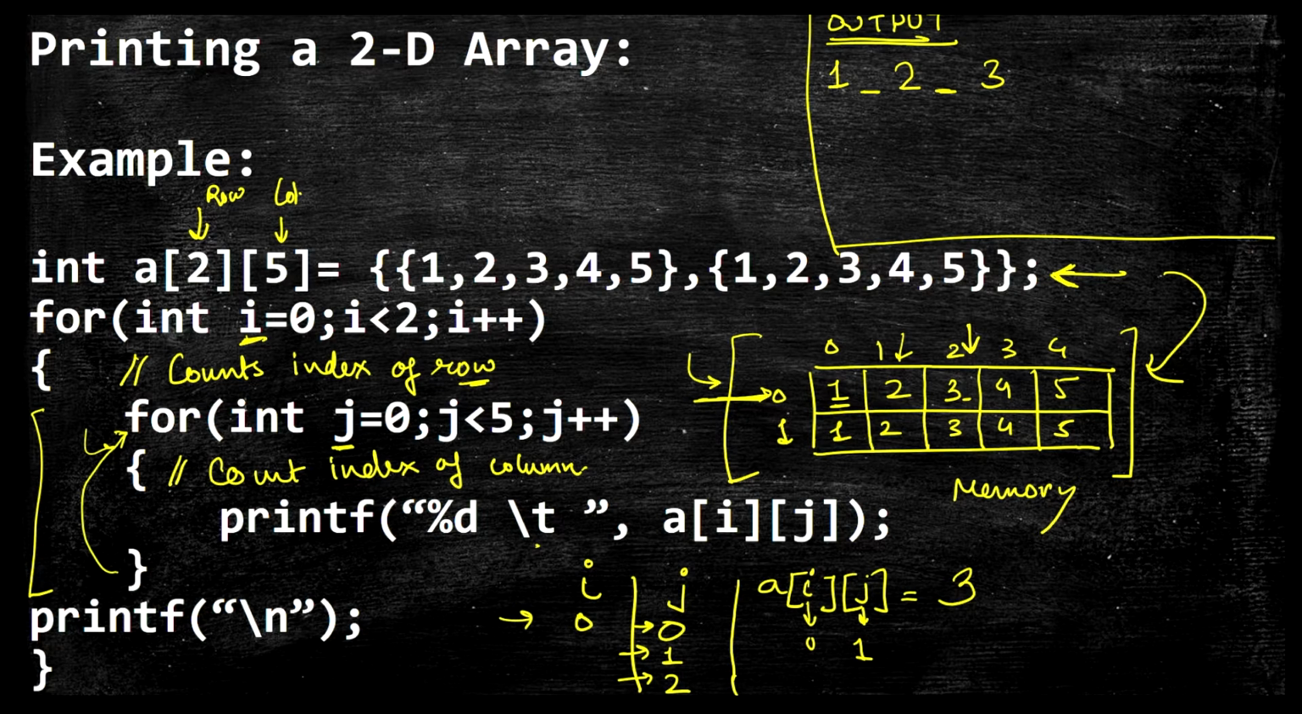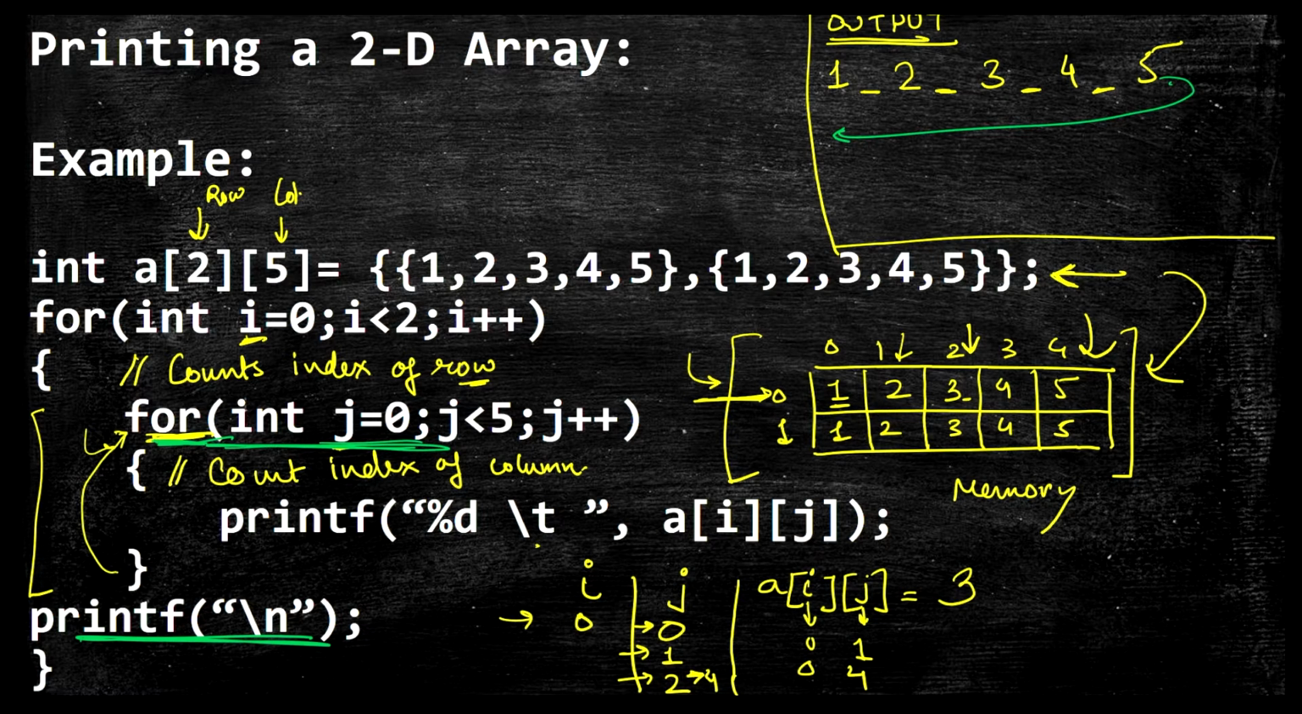Once j comes to 3, it will print 4 also like this. Once j becomes 4, I am doing it over here on the side. It will give 0th row, 4th column. What is present? 5 is present. So 5 will be printed. Now once 5 is printed and j becomes 5, this for loop will end. Let's change the ink color now. Once this j loop ends, there is a printf \n. This will bring the cursor from here to the next line over here.